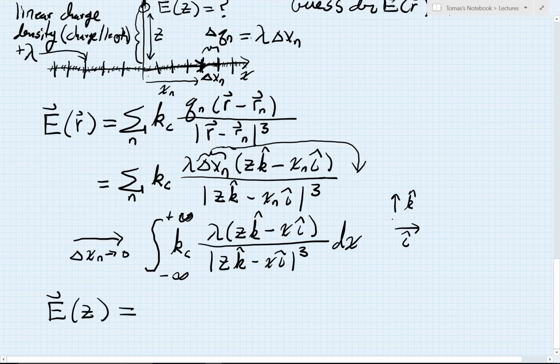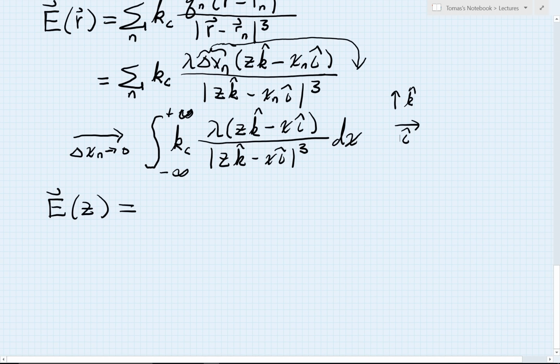The last thing I should do is deal with my denominator here. We've already simplified something like this before. We're going to use Pythagoras' theorem, which will give me the square root of the sum of the squares. So the sum of the squares is going to be z squared plus x squared. My job then is to take the square root of that to get the magnitude and then to cube it. So once again, that will give me a 3/2 power.